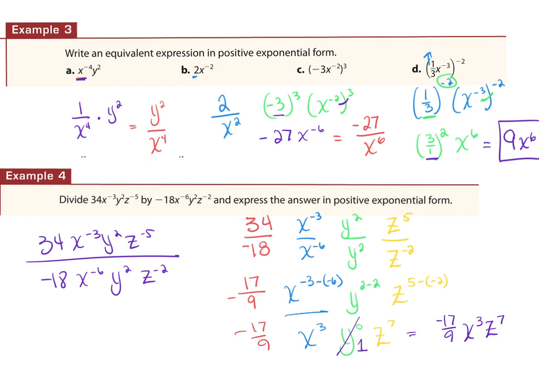If I had anything on the bottom, I would have had 17 on the top, 9 on the bottom, variables on the top, variables on the bottom. But I didn't have any variables that ended up on the bottom. So that's what I mean, take it a piece at a time. Separate them out by your variables and then simplify each variable individually.